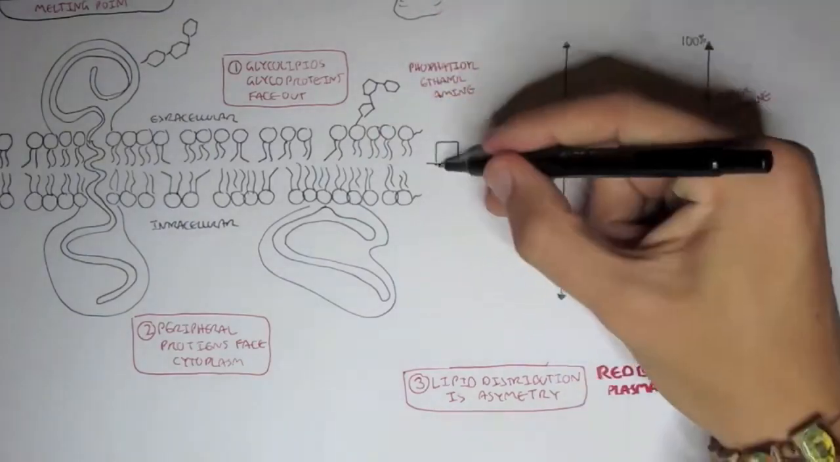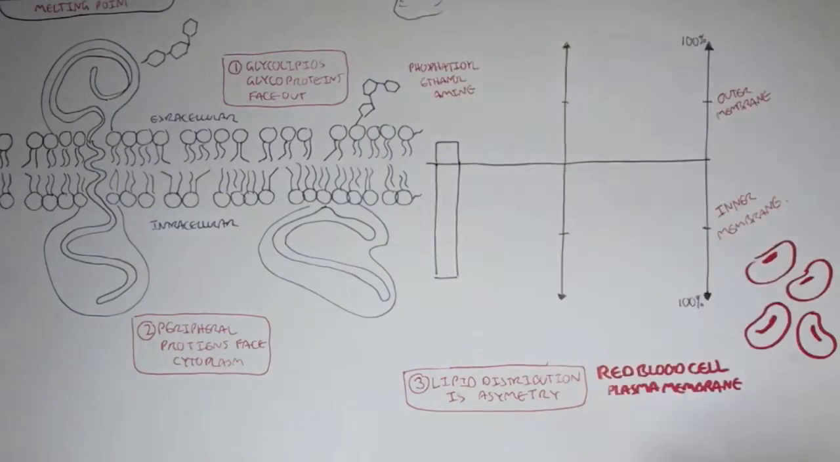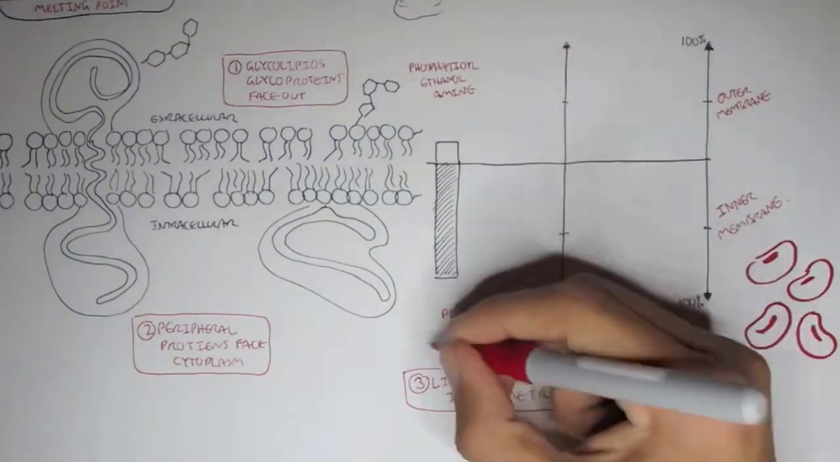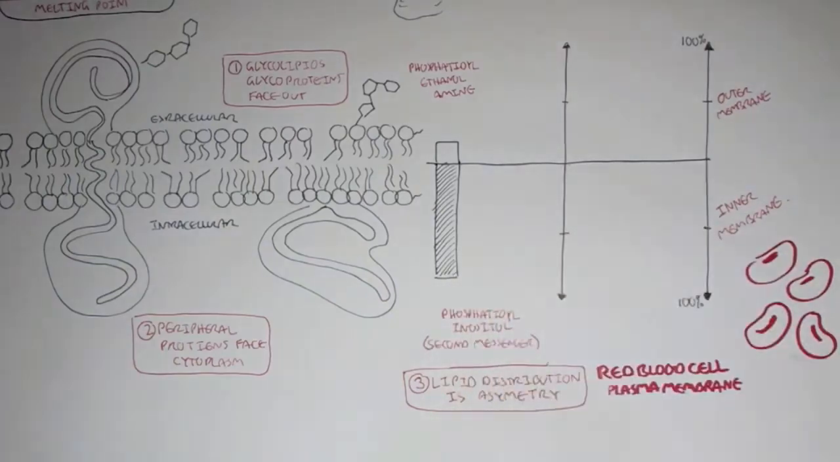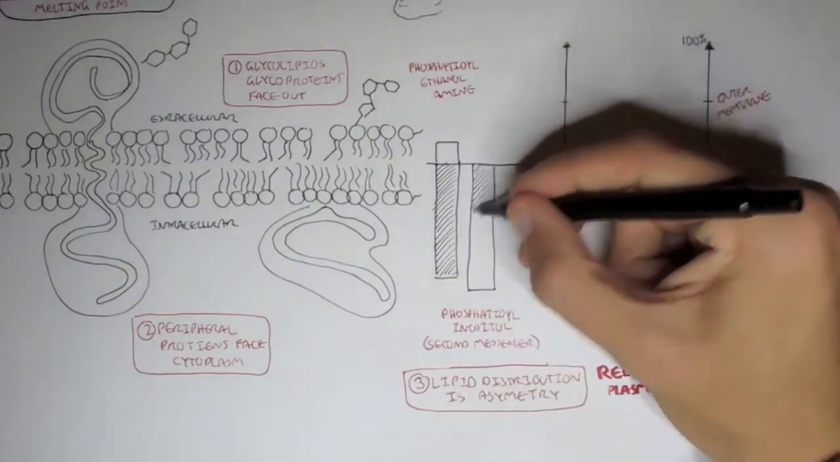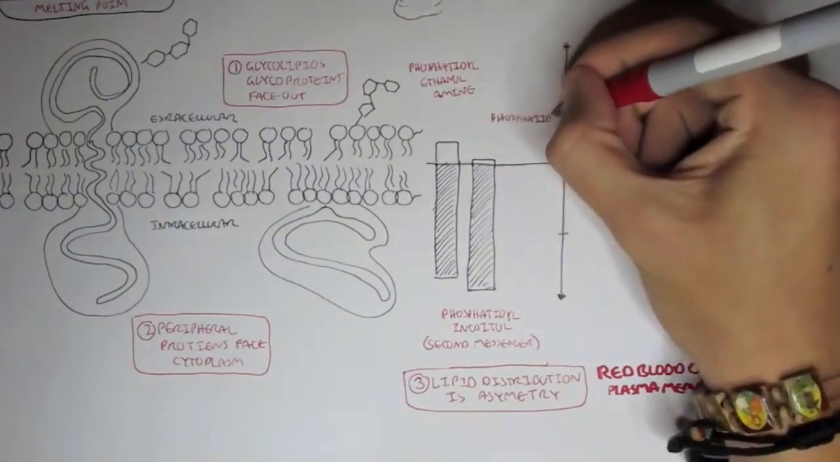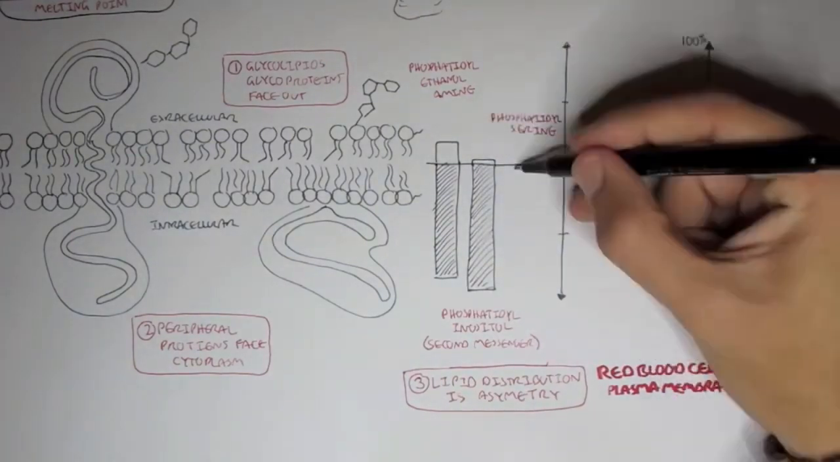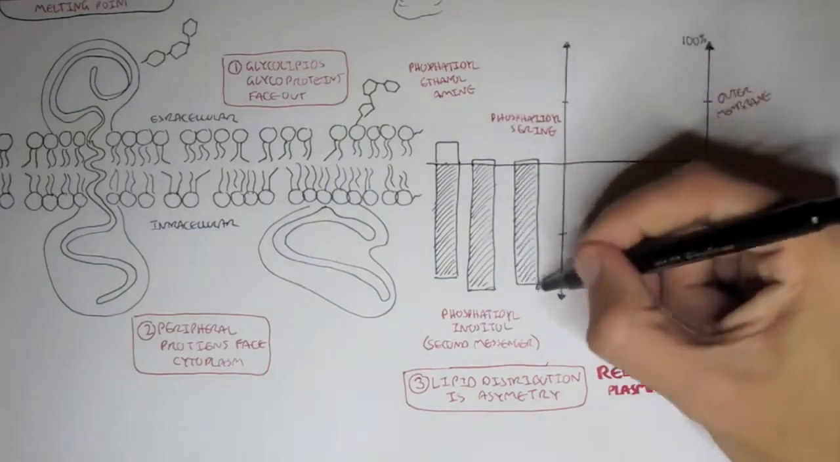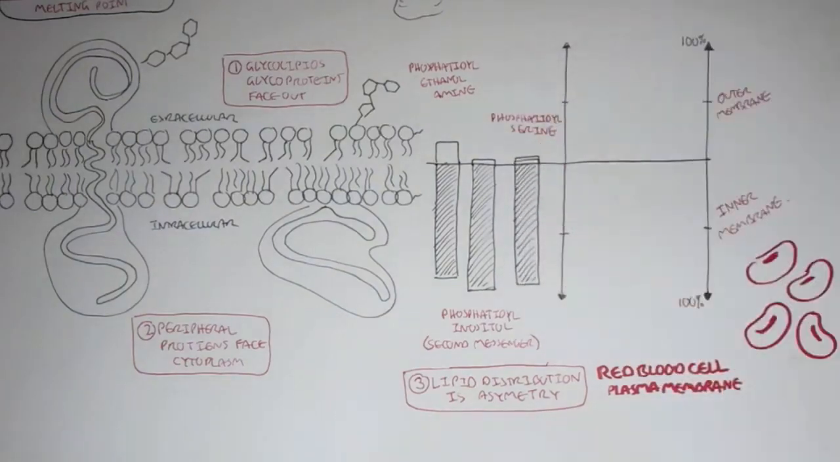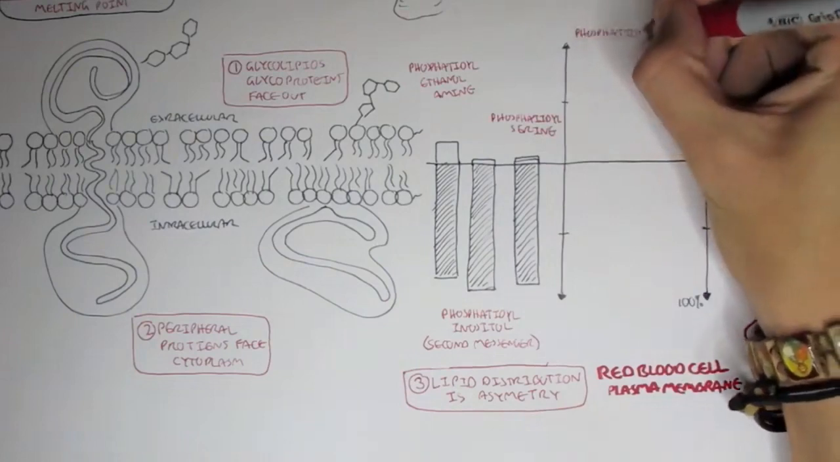So for example, here we have phosphatidylethanolamine, and as you can see, there's a higher concentration of phosphatidylethanolamine in the inner membrane. Phosphatidylinositol, which is a second messenger, also has higher concentrations on the inner layer. Phosphatidylserine, which is very similar to phosphatidylinositol, has higher concentrations on the inner leaflet.